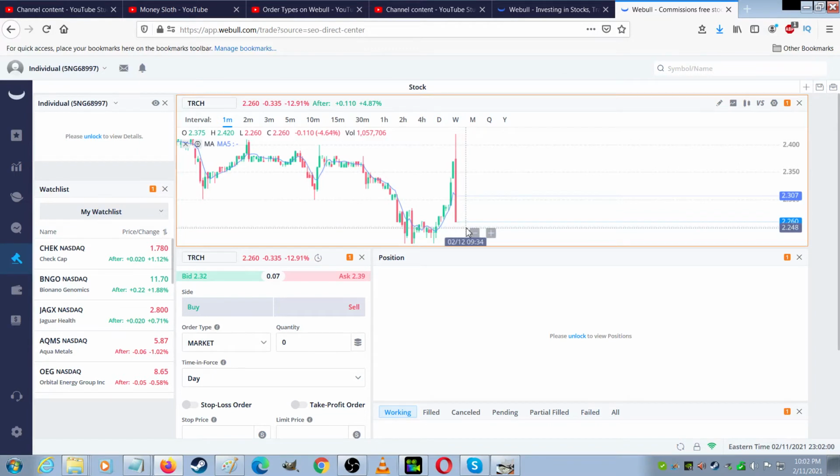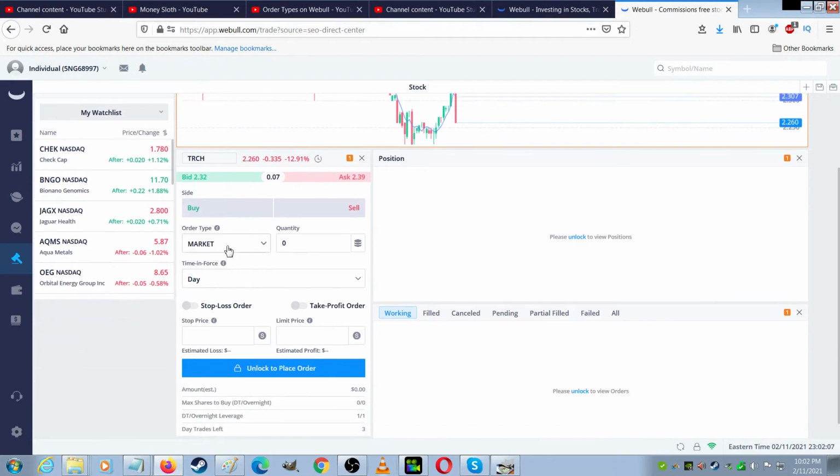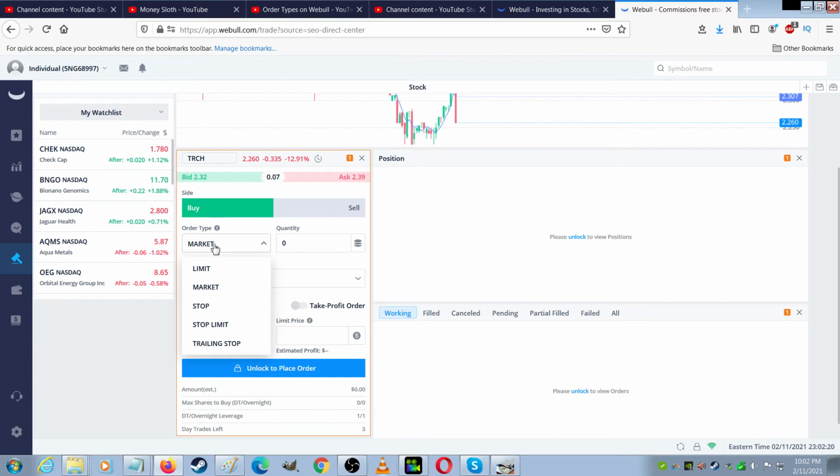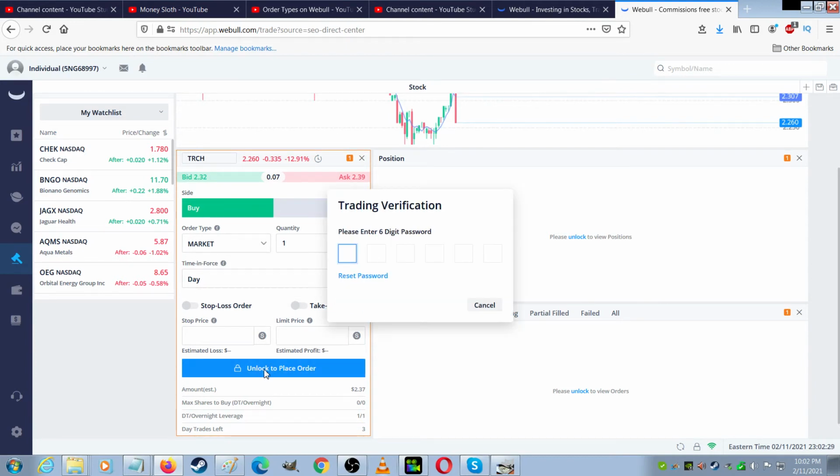So if I want to do a buy order, I can come down to this section, and I see the bid price is $2.32. This is the current lowest price someone is willing to sell Torchlight. So I'll click buy, and then for order type I'll choose market, and for quantity I'll just choose 1 share, and then I will have to unlock this by entering my passcode.